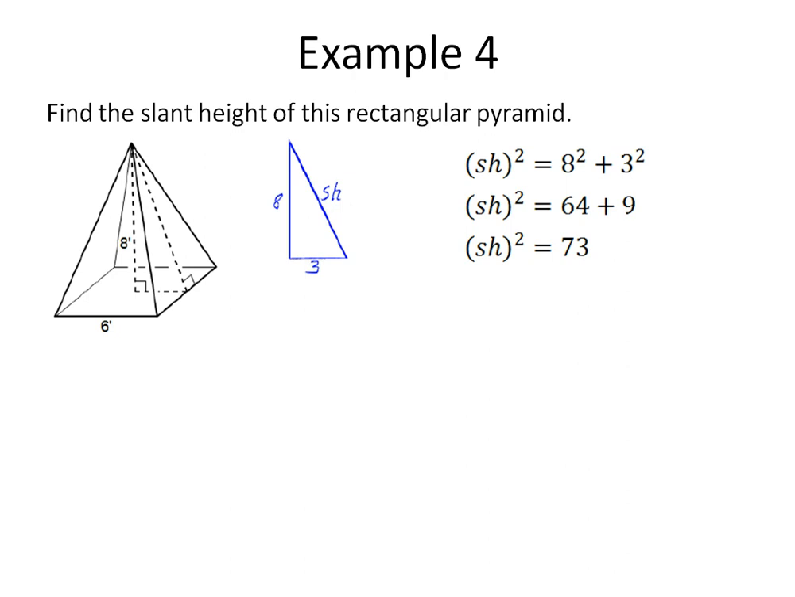Okay, we don't want the slant height squared, so we find the slant height, which is the square root of 73, because that's how you reduce a square to its base level. So when you take the square root of 73, you're going to find that the slant height here is approximately 8.54 feet.